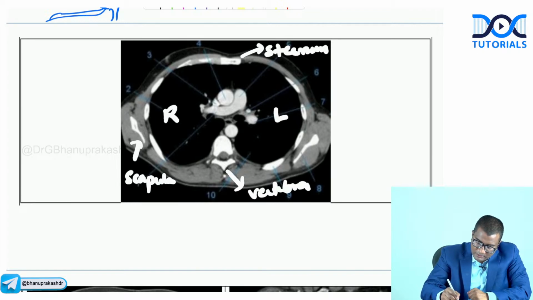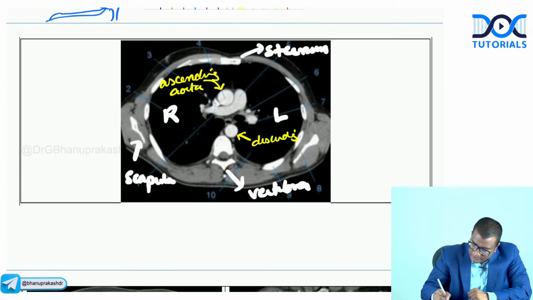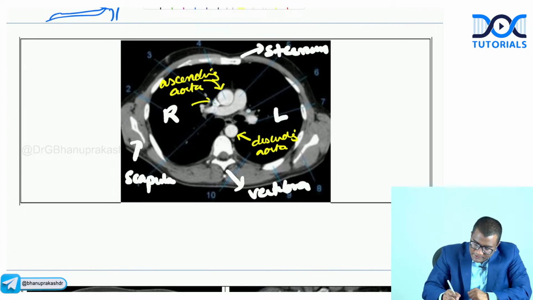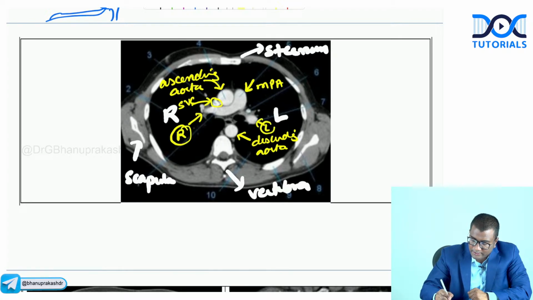And this vessel, which is seen on the anterior part here, is your ascending aorta. This vessel here, posteriorly, is the descending aorta. So we understood ascending and descending aorta. To the right of the ascending aorta is the superior vena cava. To the left of the ascending aorta is the main pulmonary artery dividing into a right branch and a left branch, right? So this is the anatomy that you need to know.